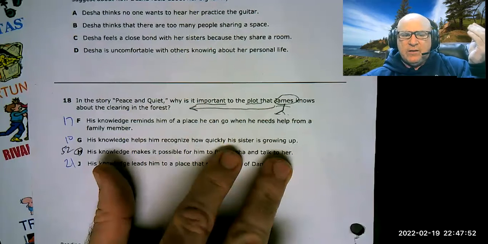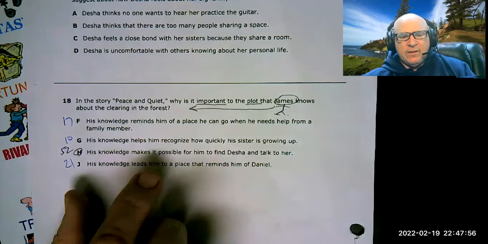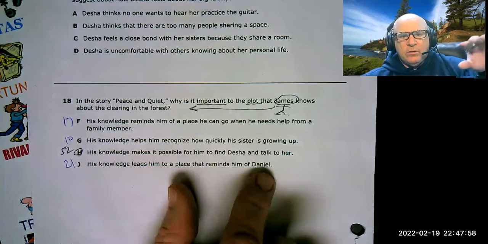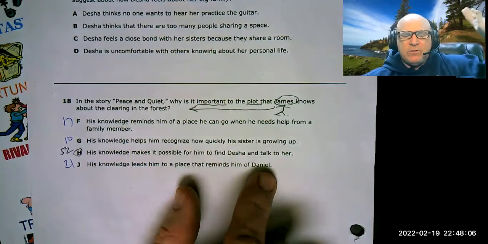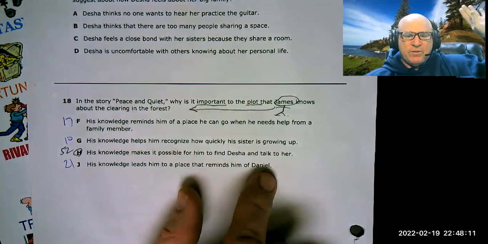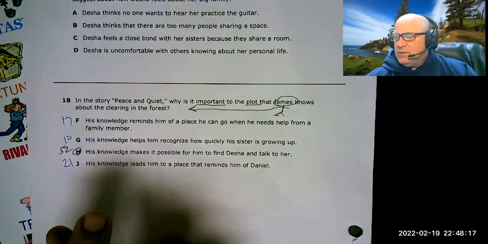So let's see letter J. His knowledge leads him to a place that reminds him of Daniel. Daniel is not the protagonist. He's not in the story. He's only mentioned one time that he moved out, so James has the room to himself, but 21% of the kids picked it. And so we have to make sure that our kids are able to see something.